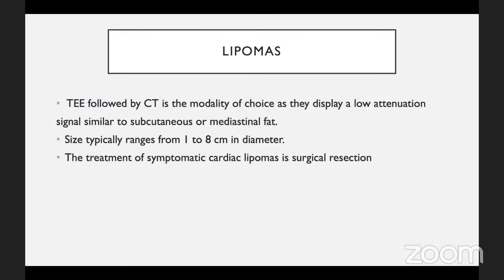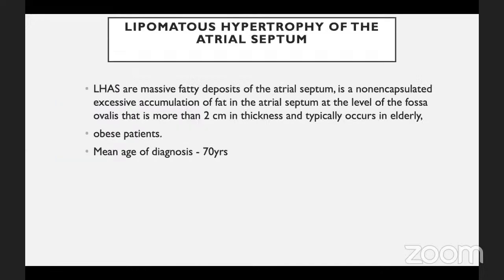Transesophageal echo followed by CT is the modality of choice to diagnose lipomas, as they display a low attenuation signal similar to the subcutaneous or the mediastinal fat. The sizes of the lipomas range from 1 up to 8 centimeters, and surgery is indicated in case of symptomatic lipomas.